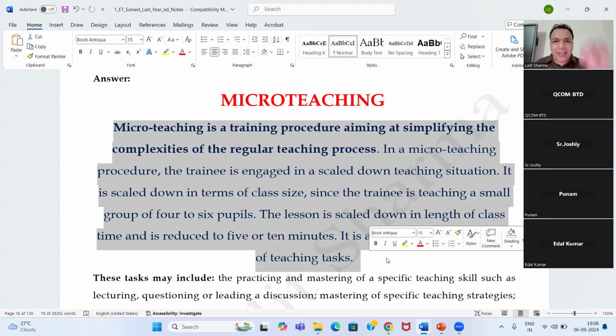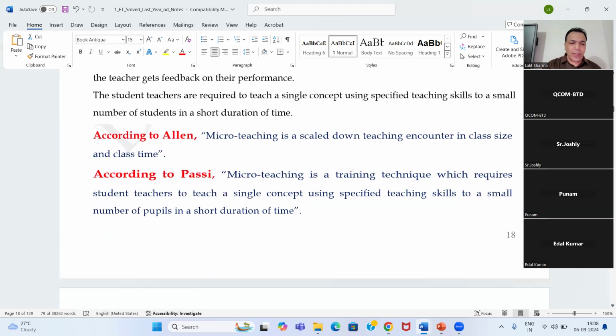Micro teaching is a scale down teaching. Under micro teaching, the trainee is trained in only one particular skill. The duration of the class is 5 minutes. Students are 4 to 6. Okay, this is called scale down teaching, right?